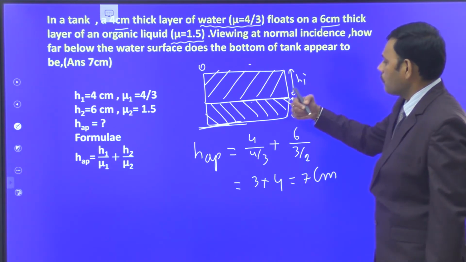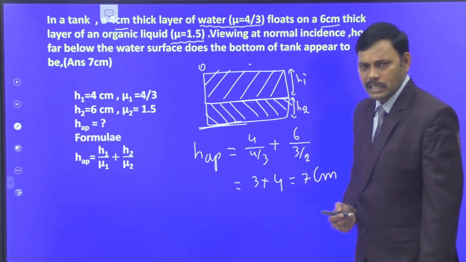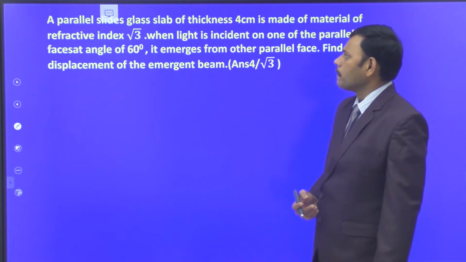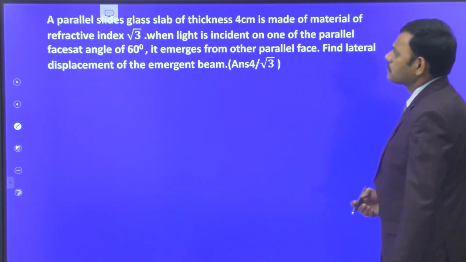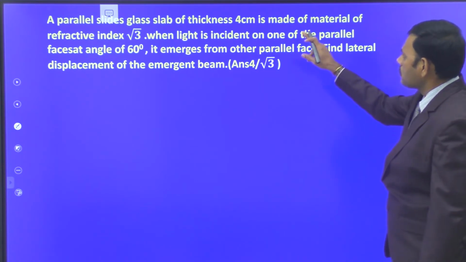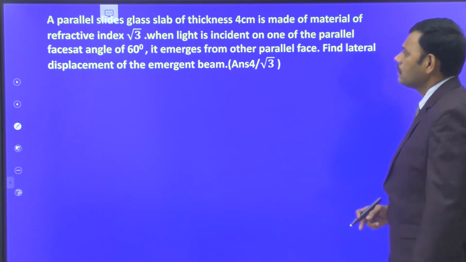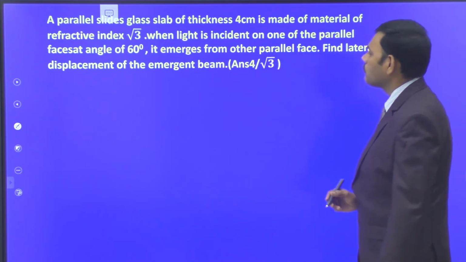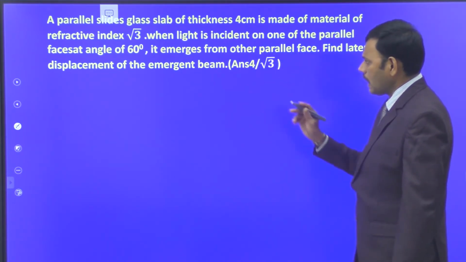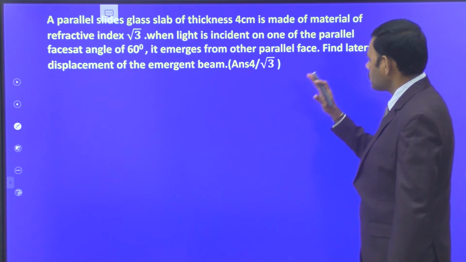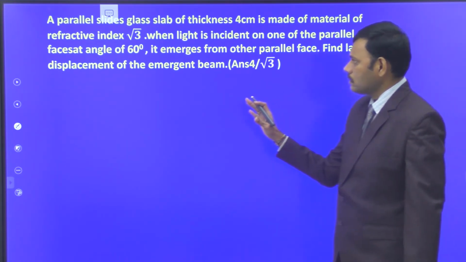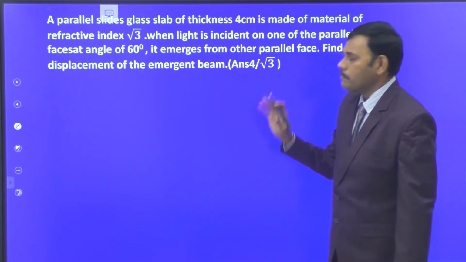This problem belongs to longitudinal shift, a good problem. So let us move on to one more model. A parallel sided glass slab of thickness 4 centimeter is made up of material of refractive index √3. When light is incident on one of the parallel faces at an angle of 60 degrees, it emerges from other parallel face. Find lateral displacement of the emergent beam.